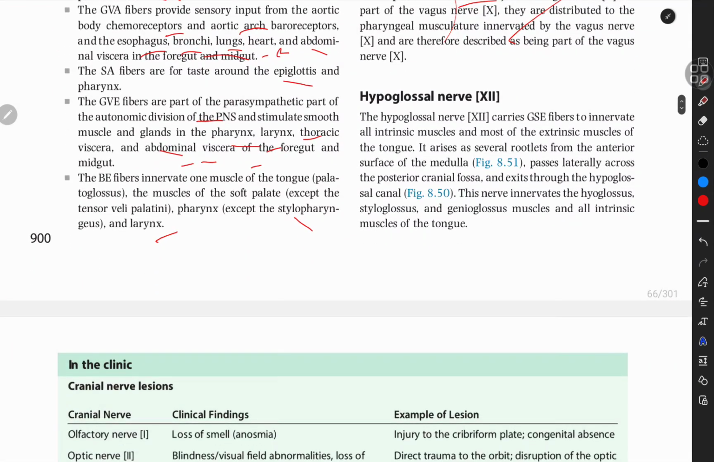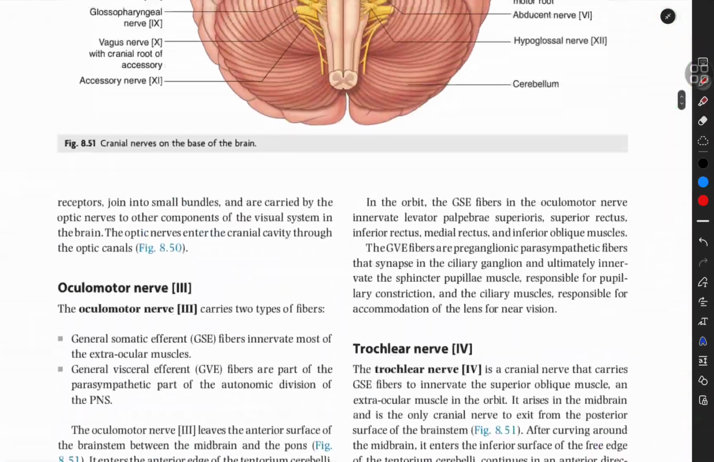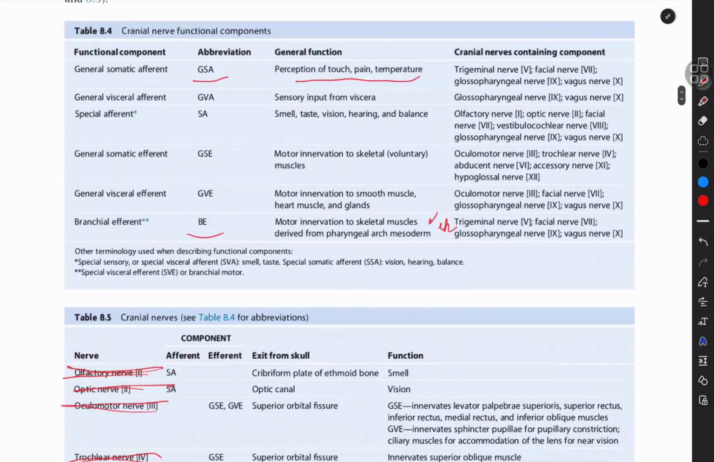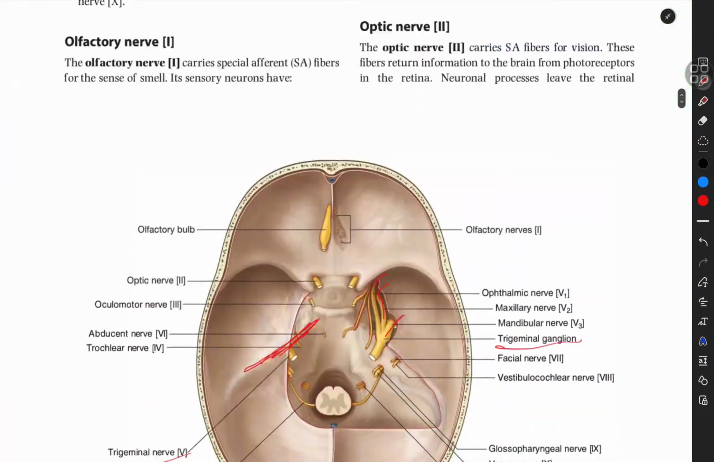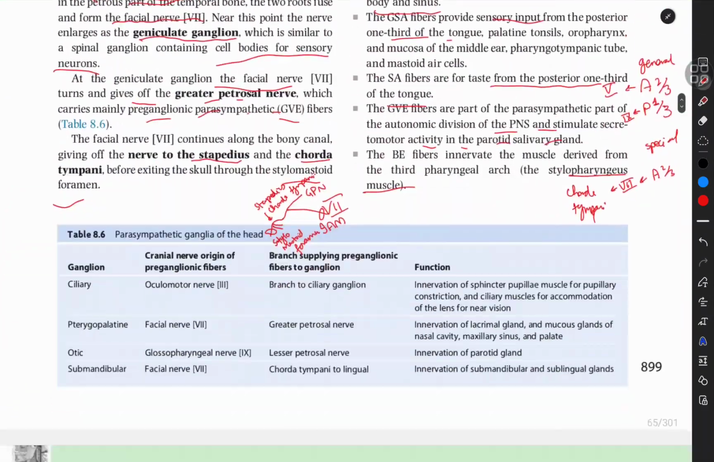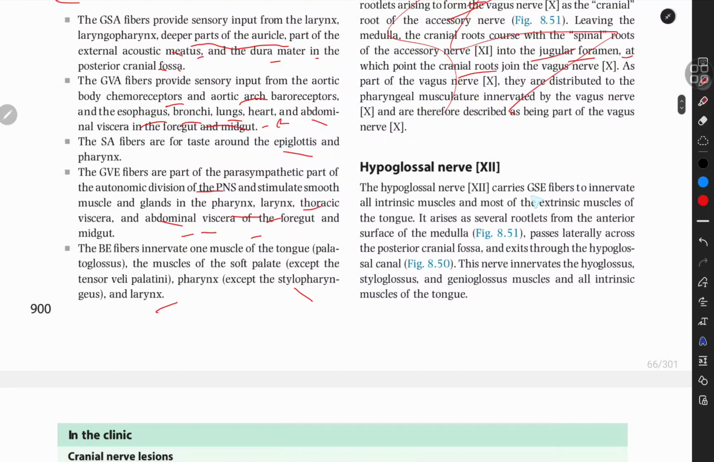Hypoglossal nerve carries general somatic efferent fibers. GSE is general somatic efferent. I just have to confirm. Yeah, GSE is general somatic efferent. Efferent fibers innervate all intrinsic muscles and most of the extrinsic muscles of the tongue.